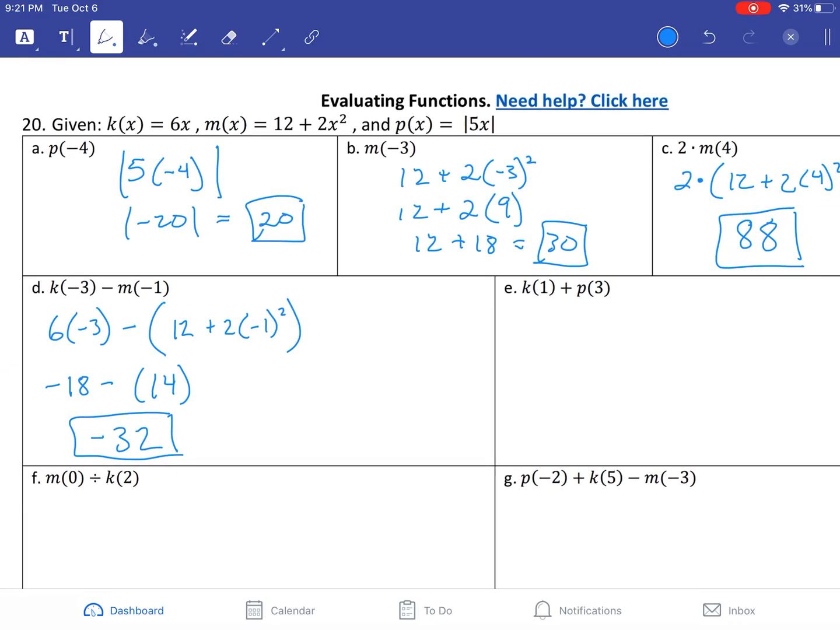All right. Now we have k of 1, so 6 times 1 plus p of 3. So we have the absolute value of 5 times 3, just like that. So 6 times 1 is 6. 5 times 3 is 15. The absolute value of 15 is still 15. So 6 plus 15 is 21.